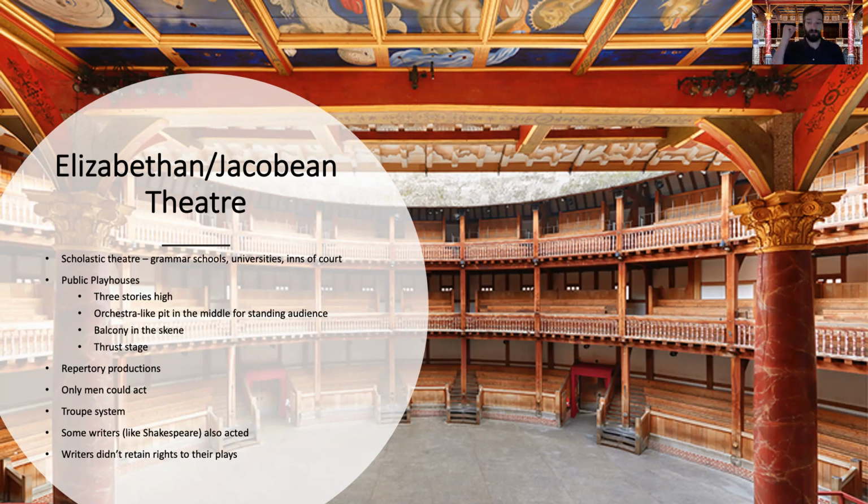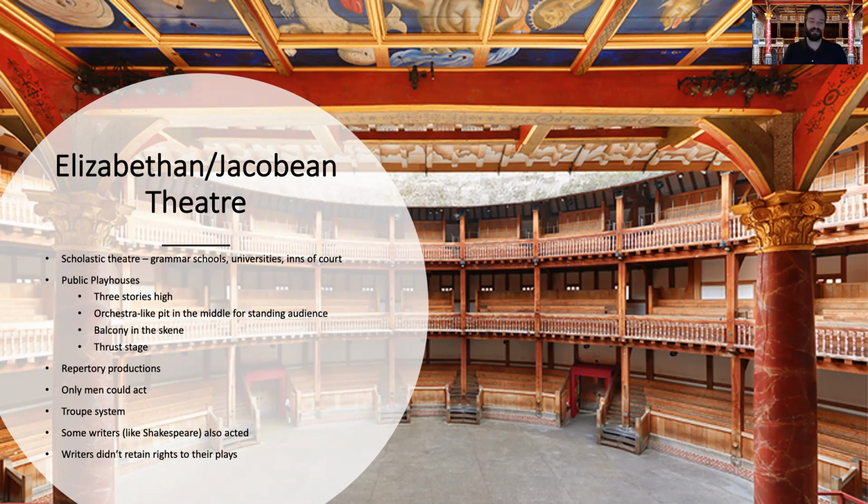There was a balcony in the scena. You can actually see behind me. This is the other view of what you're seeing on this screen, but you can see the balcony, right? Which would be helpful in things like Romeo and Juliet, where there's a balcony. It was a thrust stage, right? And so even though it was kind of an oval, the building, the stage went out into the pit a little bit. There were repertory productions.